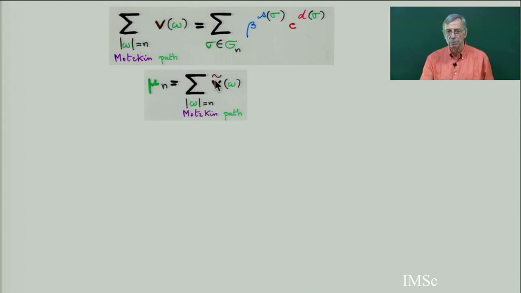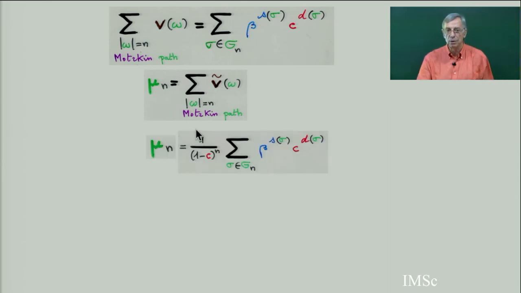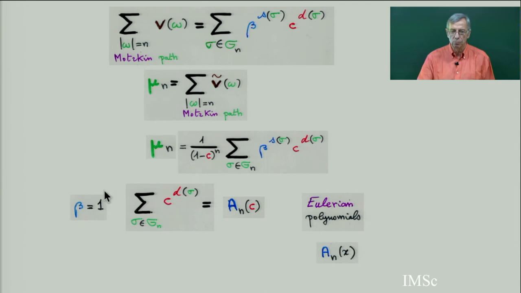Now, if you go back to the previous valuation, because I have the 1 over 1 minus c, the moment will be 1 over 1 minus c to the power n multiplied by the weight of the valuation v of omega. But now, if I put beta, this is maybe complicated to see. If I put beta equal 1, what you get is this summation. Don't look at this, but this summation becomes, in fact, the Eulerian polynomial.